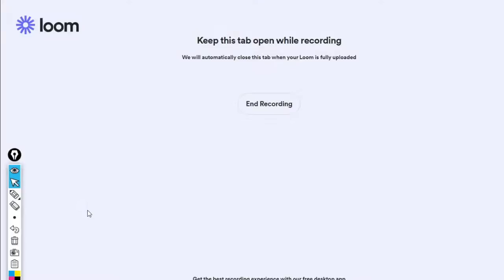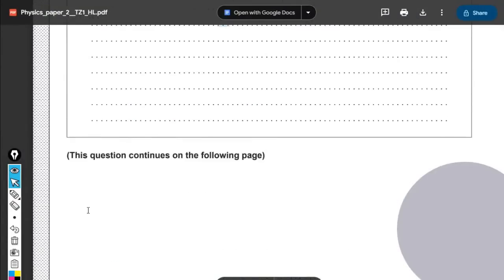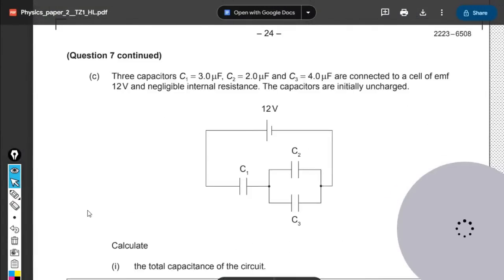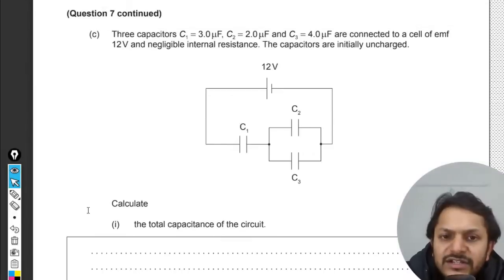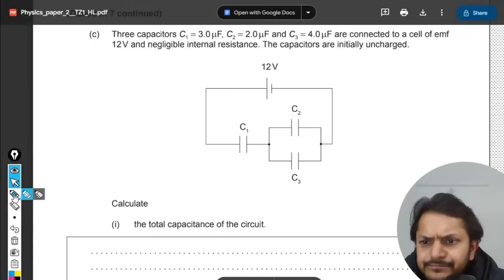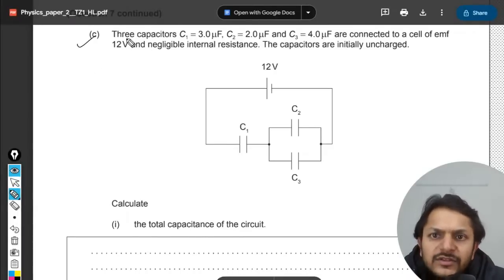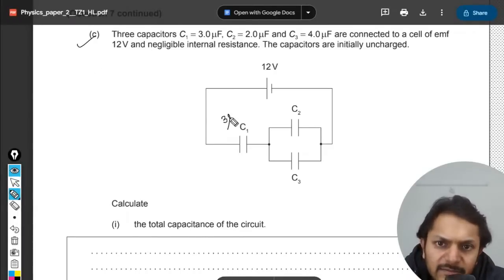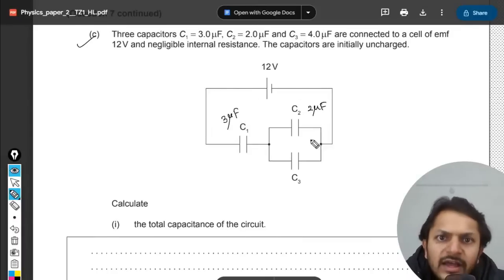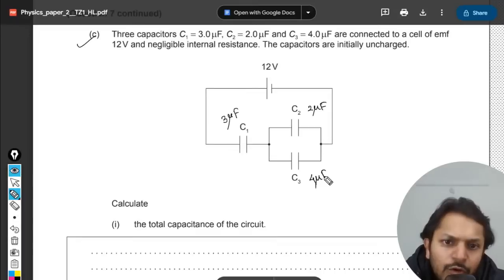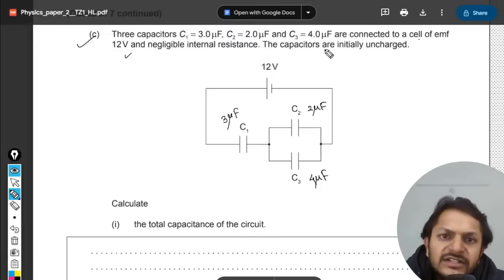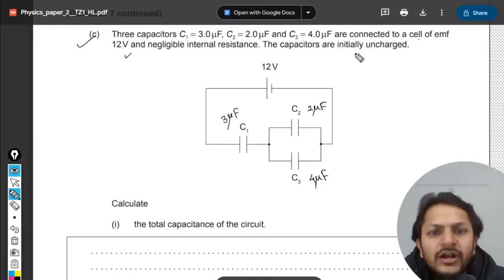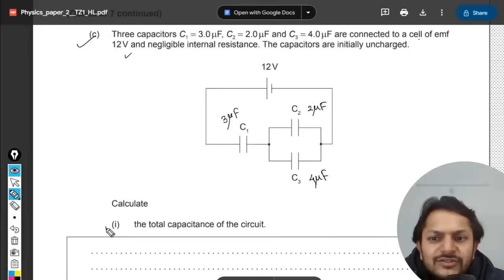Now let us move to 7C. Yeah, so this is about capacitors now. Capacitors is 11.3. There are 3 capacitors. C1 is 3 microfarad, C2 is 2 microfarad, and C3 is 4 microfarad. They are connected to a cell of EMF 12 volt, negligible internal resistance. The capacitors are initially uncharged. The total capacitance of the circuit is.